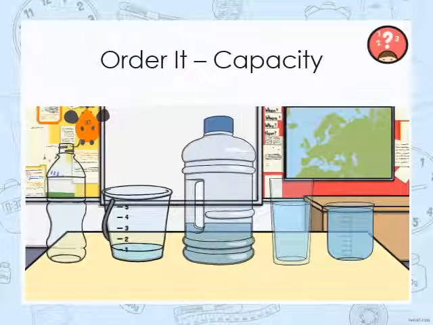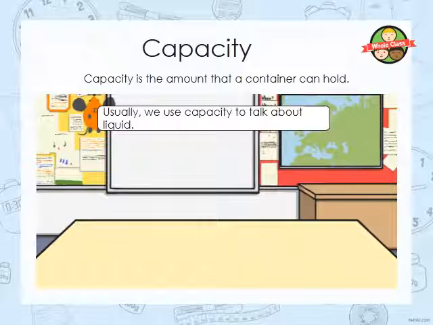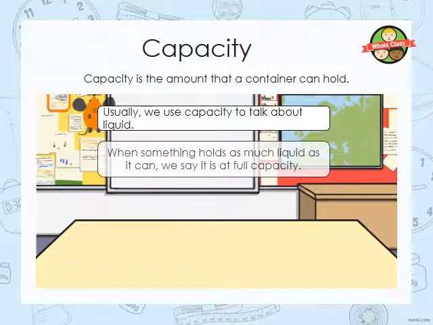Water bottle is empty. Bucket is nearly empty. This bottle is nearly empty. Glass nearly full. And the beaker is full. Now we ordered from the most empty to the most full. Capacity. Capacity is the amount that a container can hold. Usually we use capacity to talk about liquid. When something holds as much liquid as it can, we say it's at full capacity.